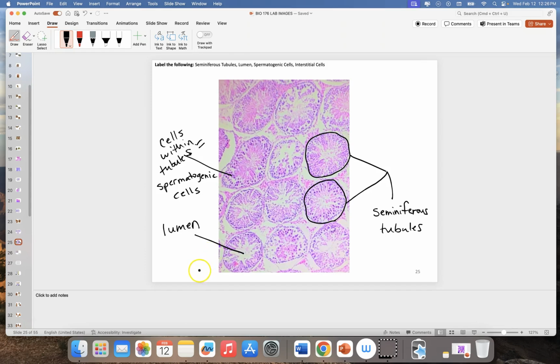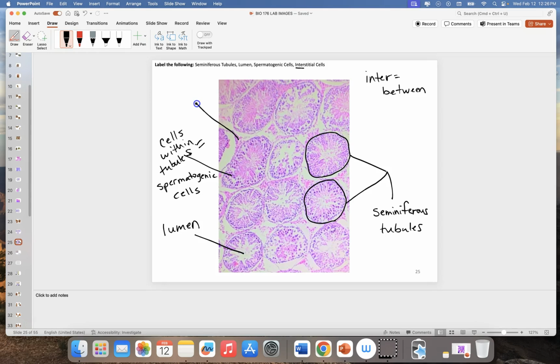We also have cells that are going to be between the seminiferous tubules, and they're known as interstitial cells. Remember, inter means between, and this is going to be the cells between the tubules. So here we can see some cells here. We've got some cells here, here. There's several places where we can see cells between the tubules.